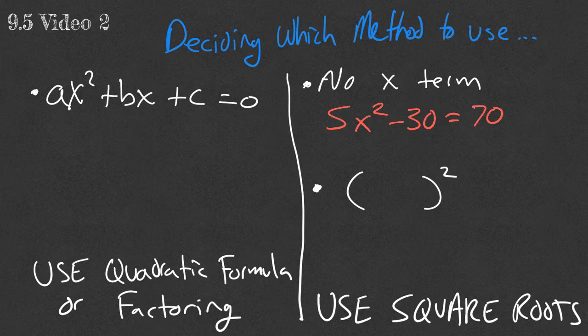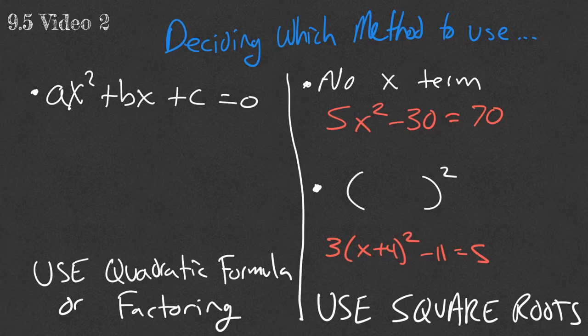Similarly, if you see a parentheses squared, usually a binomial squared, that's another time to use square roots. So an example of that would be 3 times (x plus 4) squared minus 11 equals 5. An equation like that, anything like that, you can use square roots.